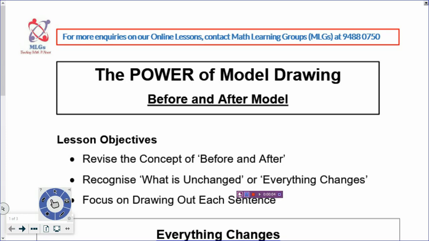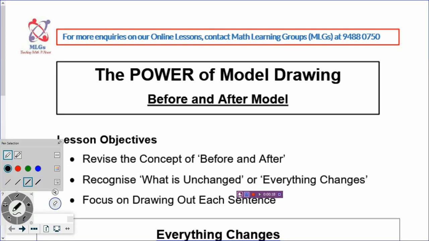Now, today we are going to look at the last lesson on our P4 model drawing lesson. So what's going to happen is we are going to look at before and after model, and this time the problems are going to be challenging. So let's see how we are going to draw out the model.